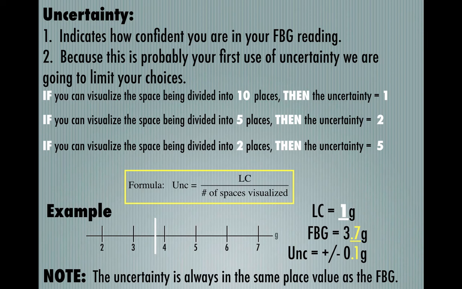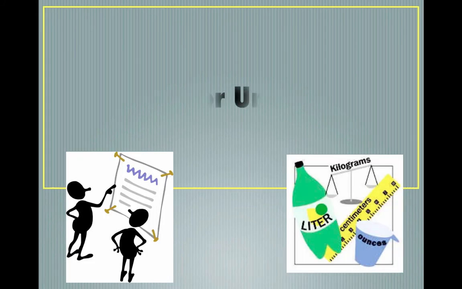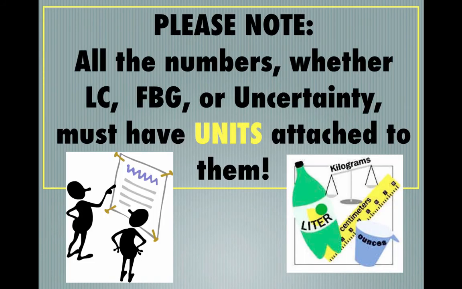Okay, so there is that. We'll do some more. So notice, the first best guess is 1 place value to the right of the least count, and the uncertainty and the first best guess are in the same place value. All right. Okay. Units. All the numbers, no matter if they're least count, first best guess, or uncertainty, must have units attached to them. Okay. So units, units, units.